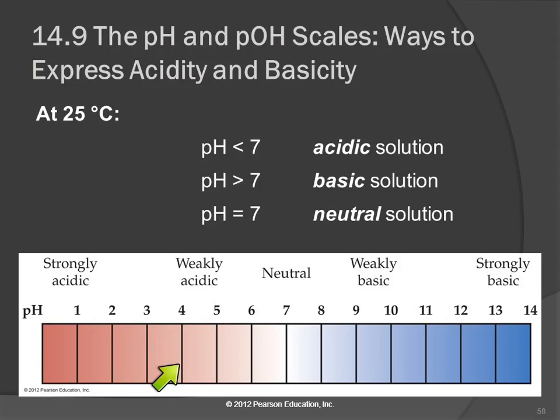And so here's a chart, neutral being in the middle. Low pH is very acidic. High pH is very basic.